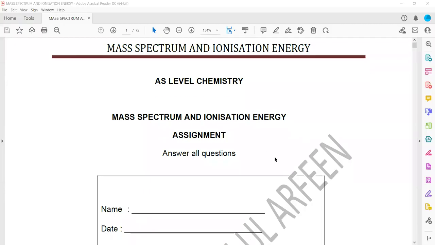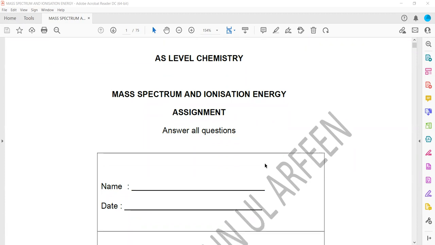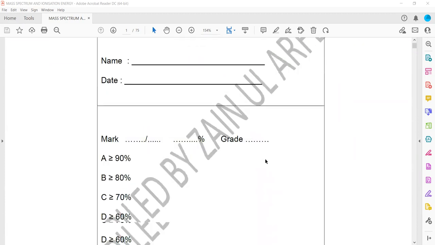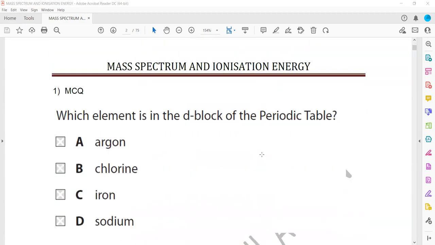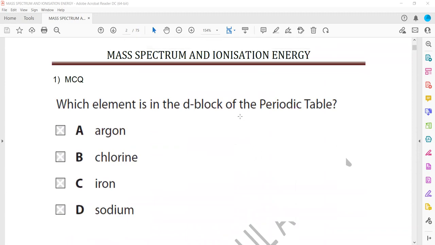So, mass spectrometer and ionization energy exercise, which is related to unit 1. We have already completed this topic. You can use the chat to state the answer. I will discuss each question. For any question, if you want to answer, you can use the chat to state the answer.